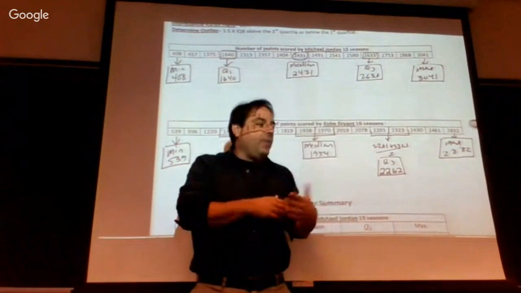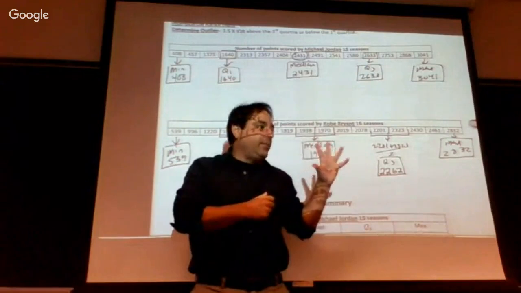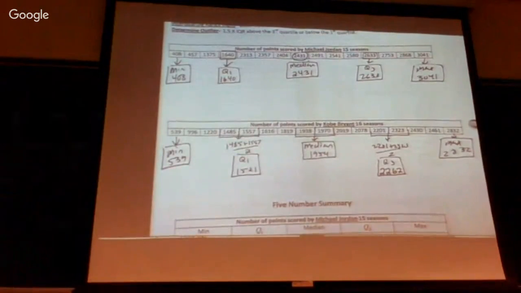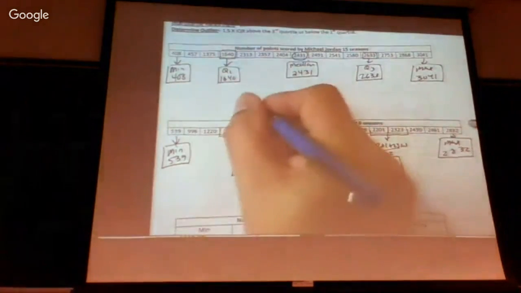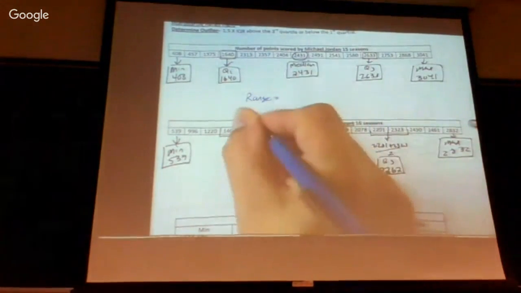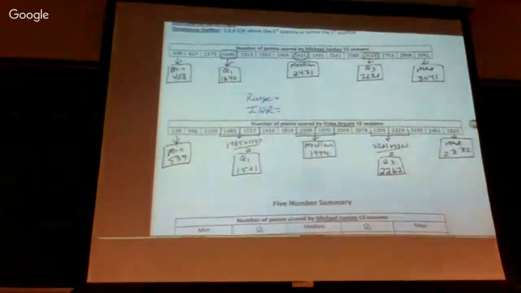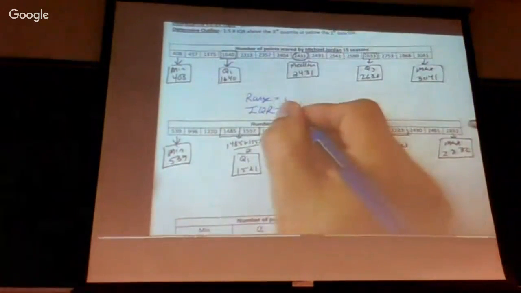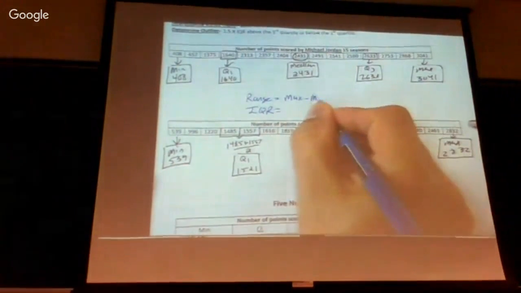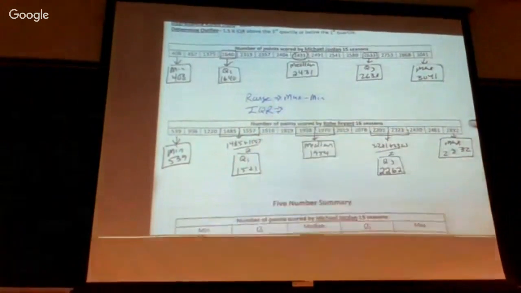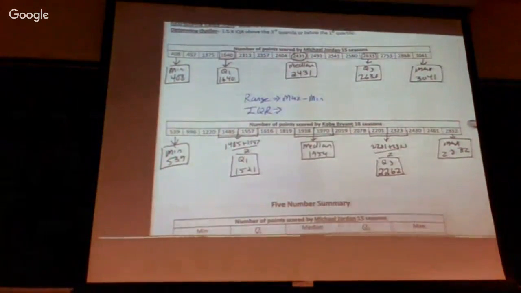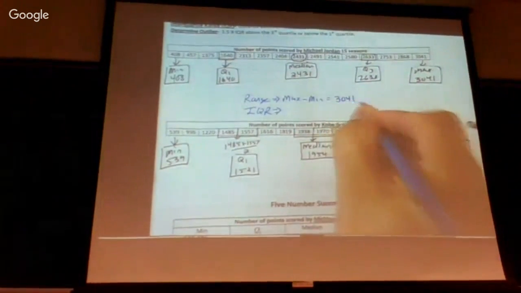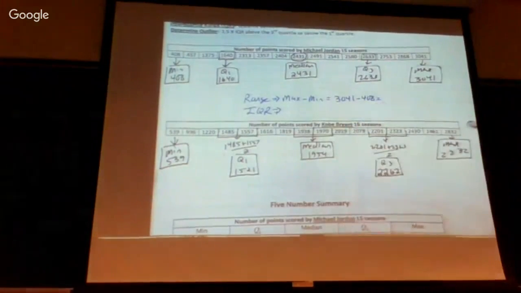Are we okay? Questions there? Now, in addition to looking for the 5-number summary, which we just did, we also want to look at 2 other things. The 2 other things are called the range and the interquartile range. The range is when you take max minus min. So for Michael Jordan, that's 3,041 minus 408.